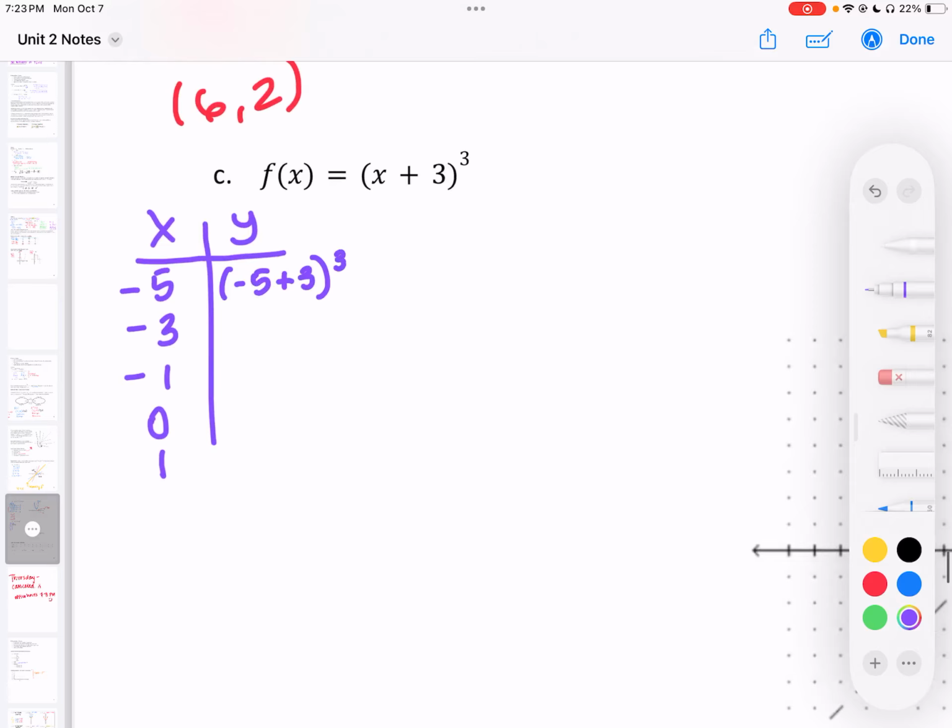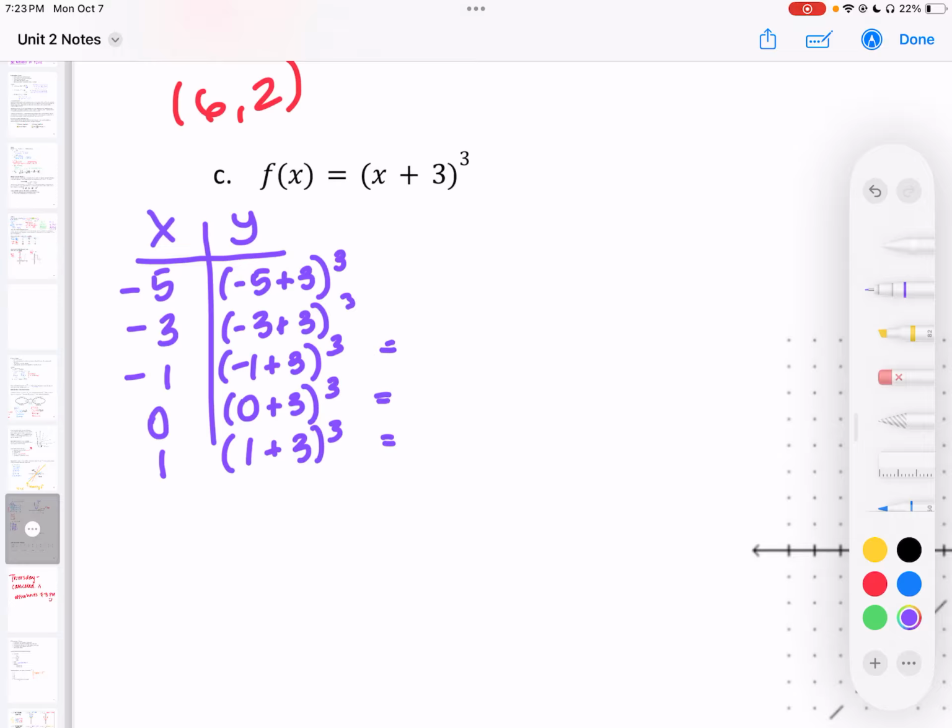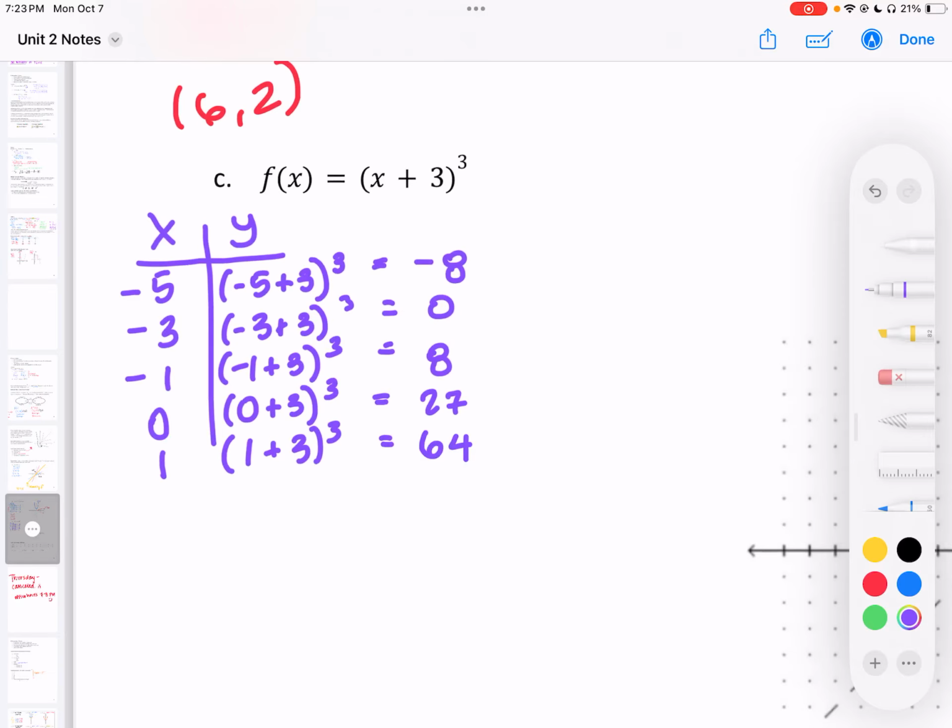-5 plus 3 cubed, -3 plus 3 cubed, -1 plus 3 cubed, 0 plus 3 cubed, 1 plus 3 cubed. So we're about to see why 0 and 1 aren't exactly going to be convenient for us to graph. So I'm going to end up with -8, and then 0, 8, 0 plus 3 cubed will be 27, and then 4 cubed will be 64. Those are much too large to graph, so that's why I strategically chose -5, -3, -1. I knew that those were going to work, right? You might not have known that, and that's okay. This is kind of a trial and error, or if you have a graphing calculator, use it to your advantage.